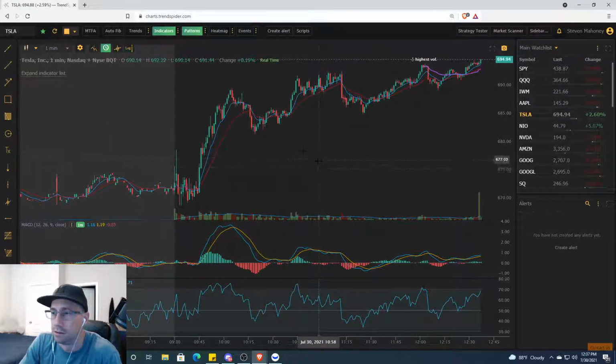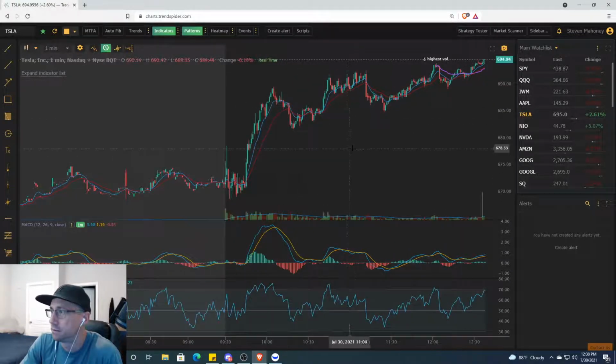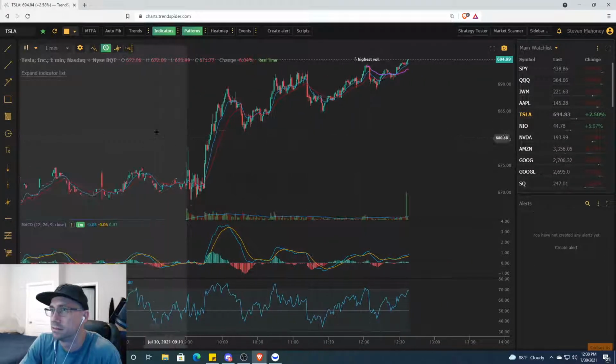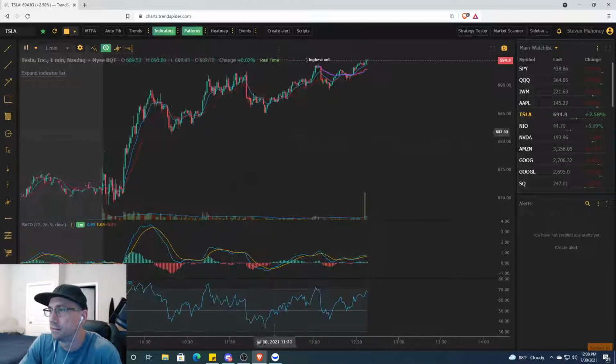TrendSpider. So those are my indicators, and definitely try and use those. Ooh, look at Tesla, it's trying to move. Tesla could go ham today. Actually, it's been moving up so high. I'm glad I got out of those puts and didn't hold those longer.